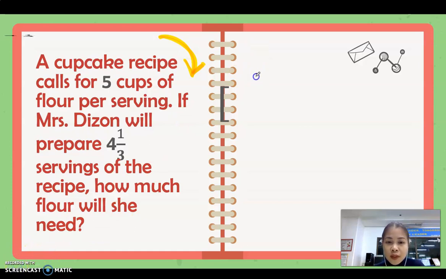So, you're going to write what is 4 1/3 of the recipe, which is the 5 cups per serving, or in every recipe. So for the new equation, we have 4 1/3 times 5. And since it's a whole number, you put 1. Then this one we will make into an improper fraction. So multiply, then add. 3 times 4 is 12, plus 1 is 13. Let's change it. So 13 over 3 times 5 over 1.